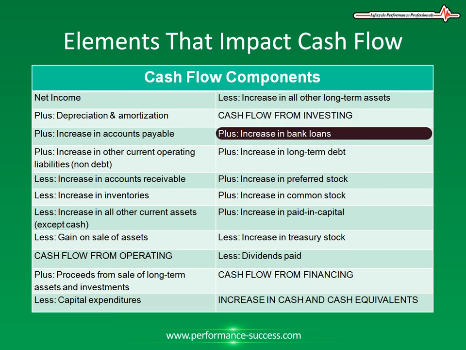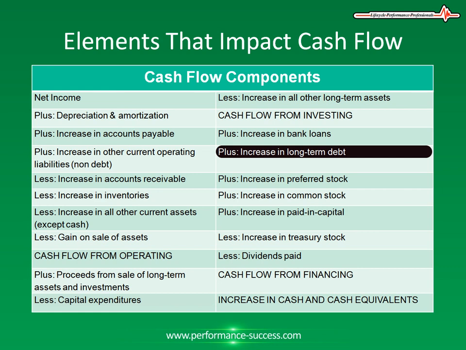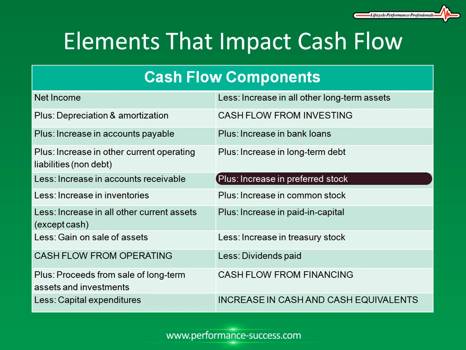You can get an increase in bank loans. This is a plus because it's the net capital raised from negotiated debt. You also can get an increase in long-term debt. This is also a gain because it's a net capital raised from negotiated debt. Your next is an increase in preferred stock. This will also add to your cash flow because it's net capital raised from issuing new preferred and common shares.